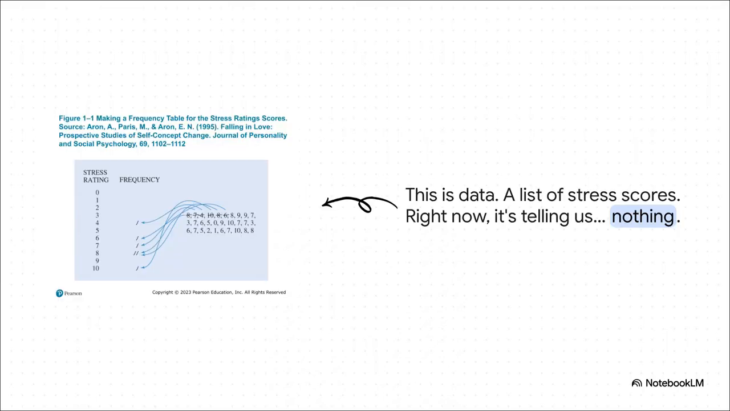Okay, so here's the scene. Just a jumble of numbers. These are stress scores from a bunch of students. You've got an 8, a 7, a 4, a 10. I mean, looking at it like this, it's completely useless, right? It's just noise. But trust me, there is a story buried in there, and we're going to find it.